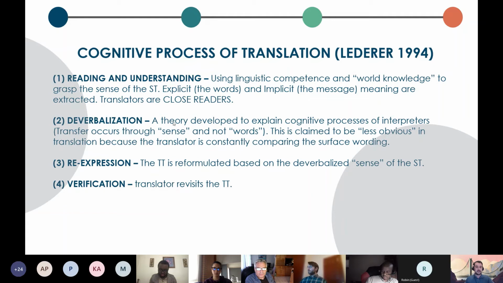Then we deverbalize in our head. This is when we're talking about interpreters, and we're saying that the interpreter understands the sense of what the person said, not necessarily the message exactly. Then we re-express that sense that we have in our head, and the target text is reformulated based on this deverbalized sense. An important step is, of course, verification. So after we translated, we make sure that we got all of the sense of the source text.